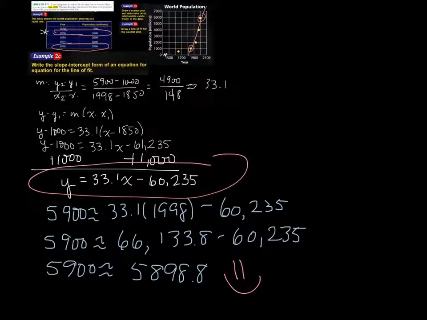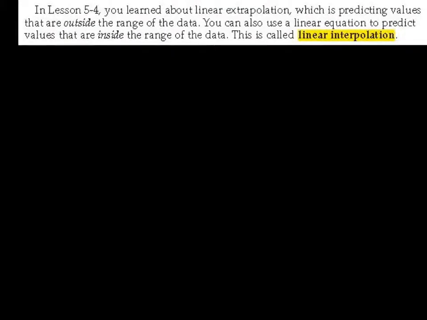Now, the reason we'd like to find equations for lines of fit and lines of fit in general is so we can make predictions. Clear back in lesson 5.4, seems like a long time ago, you learned about linear extrapolation, which is predicting values that are outside the range of data. You can also use a linear equation to predict values inside the range of data. This is called linear interpolation and is more reliable because we know what's happening on either side of it.